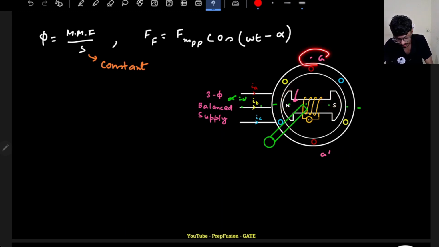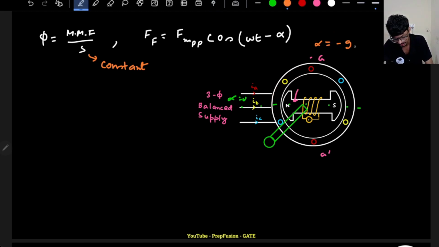So what is the flux that this point A will observe? This point A is stationary here. So what is the value of alpha here? I have had to rotate in the clockwise direction by an angle of 90, and clockwise means a negative angle, so alpha will be equal to minus 90 degrees, because I have rotated in the clockwise direction.